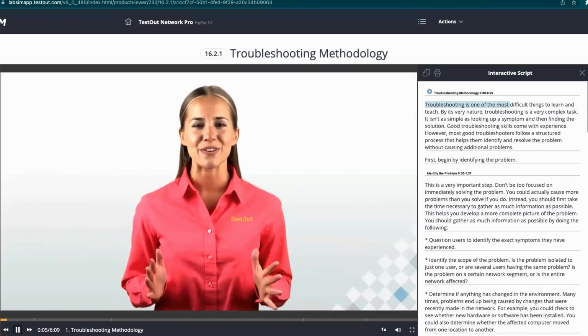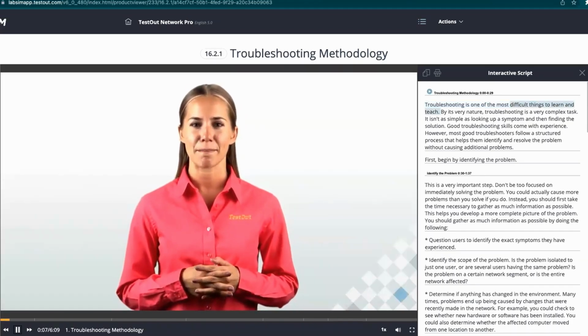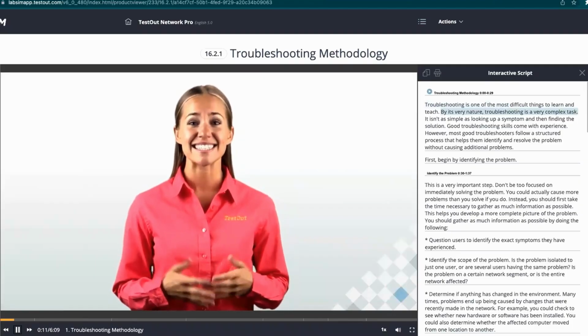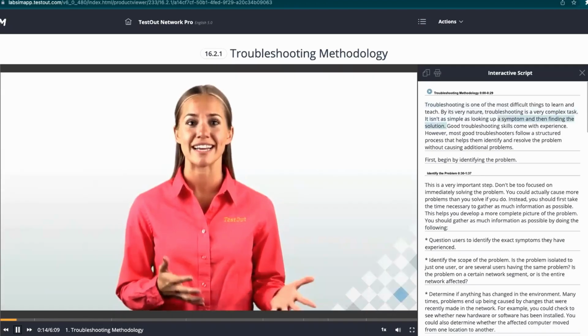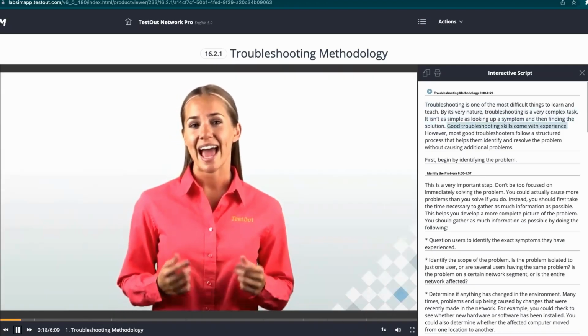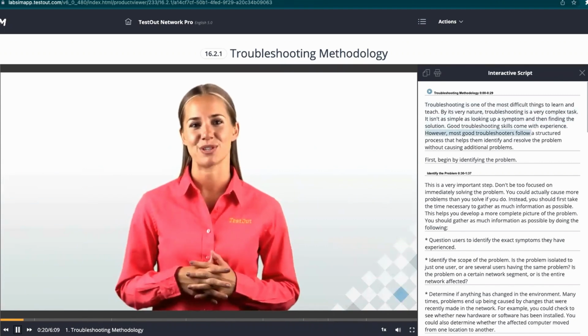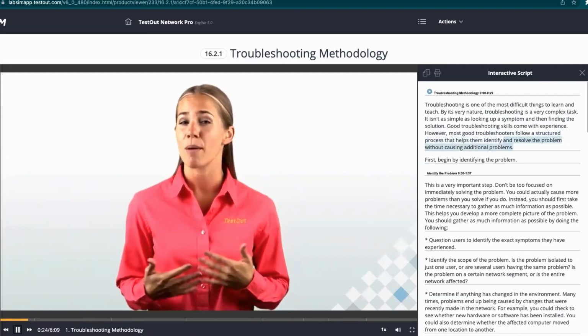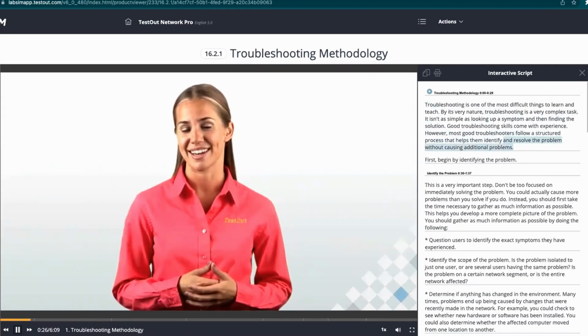Troubleshooting is one of the most difficult things to learn and teach. By its very nature, troubleshooting is a very complex task. It isn't as simple as looking up a symptom and then finding the solution. Good troubleshooting skills come with experience. However, most good troubleshooters follow a structured process that helps them identify and resolve the problem without causing additional problems.